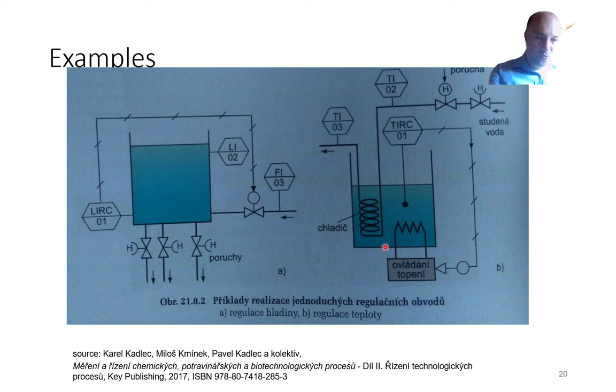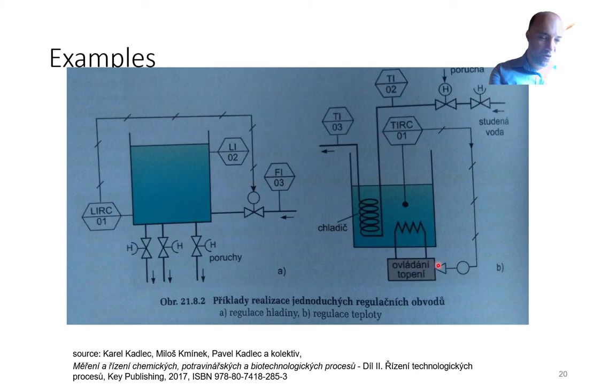So we have a tank with some liquid. Here is my heater, and I want to heat the water to some specific temperature. So here I have a temperature sensor. You can see that they specify that this would be my measurement point. I measure the temperature, I indicate it locally, I record it into a log, and I use it for control. And I feed the signal out to my actuator.